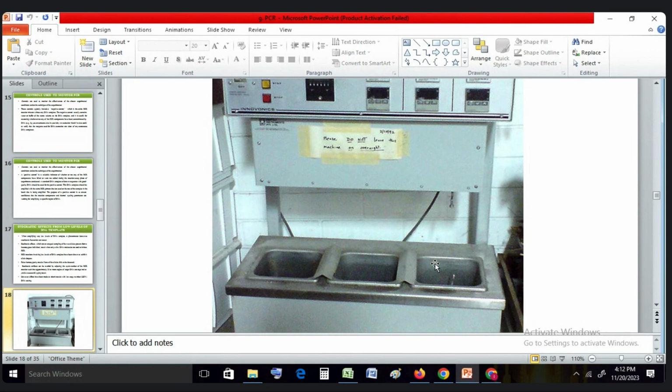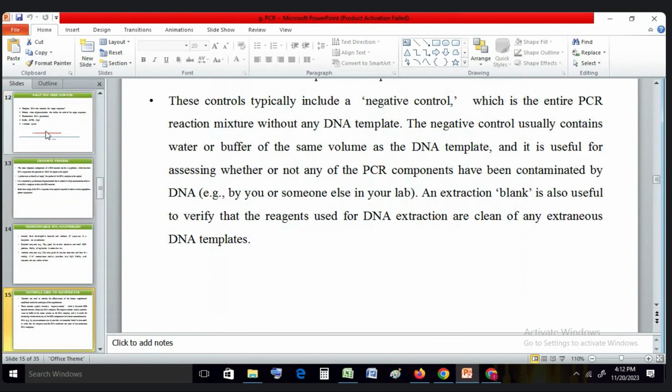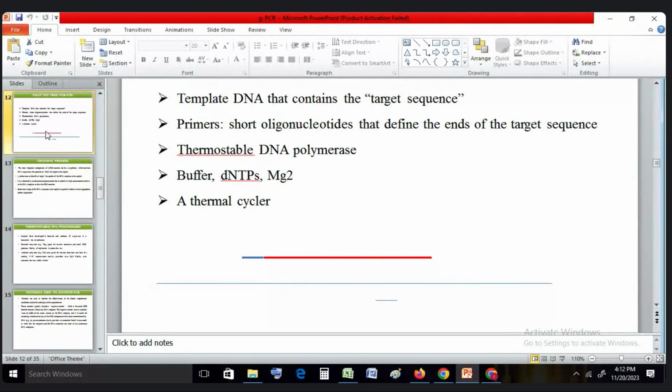Technically, if you can change the temperature by any means, you can do the PCR reaction: 94, 50, 72. Then again 94, 50, 72. Go through this cycle one by one for 25 times. PCR done. Okay. Now, these are the things that we need: template DNA, primers, thermostable DNA polymerase, buffer, dNTPs, magnesium, and then a thermal cycler.